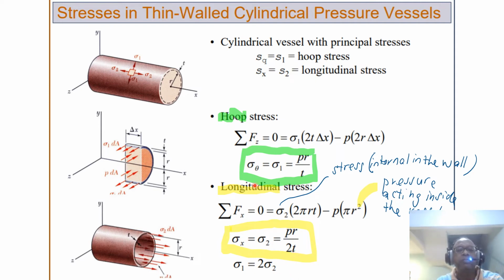When we compare sigma theta with sigma x, we can say that sigma x is half of sigma theta, p r over t divided by 2. So the hoop stress, sigma theta, equals 2 times the axial or longitudinal stress. From this simple force equilibrium, we can identify the stress acting on the system.